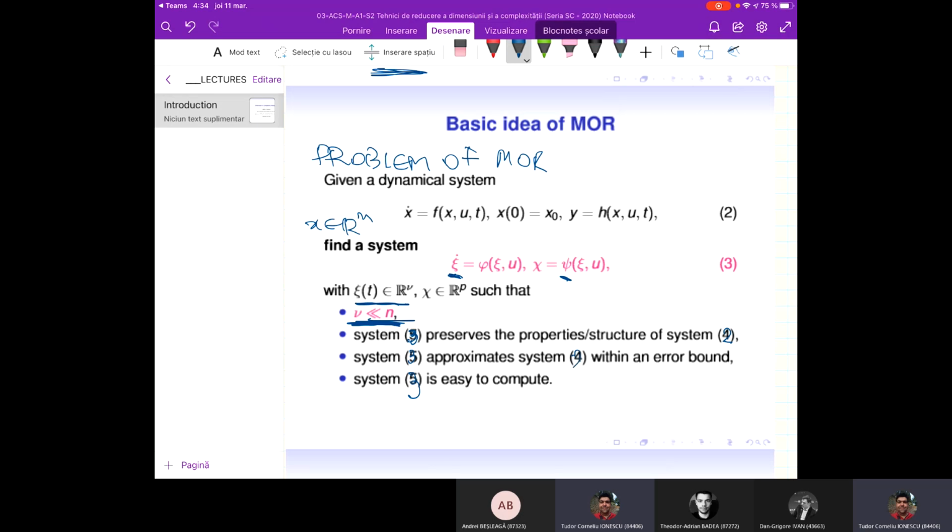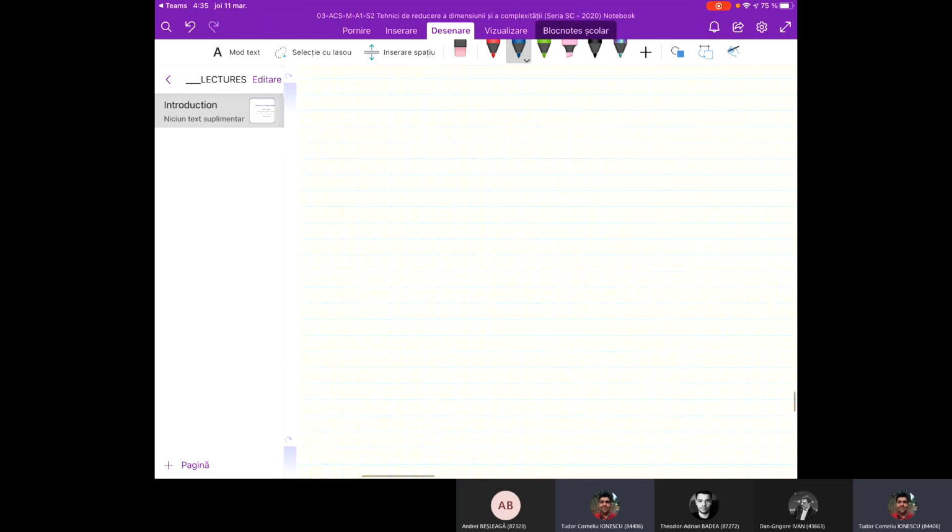System 3 approximates system 2 within an error bound, so we need to look at modeling accuracy. Accuracy is important, and we'll see to it. And how do you measure the accuracy of a model unless you measure the difference in the output response to a specific input? So you excite both the given system and its approximation with the same identical input signal, you measure the outputs and you compare them. How do you compare them? You take the error between the two functions.